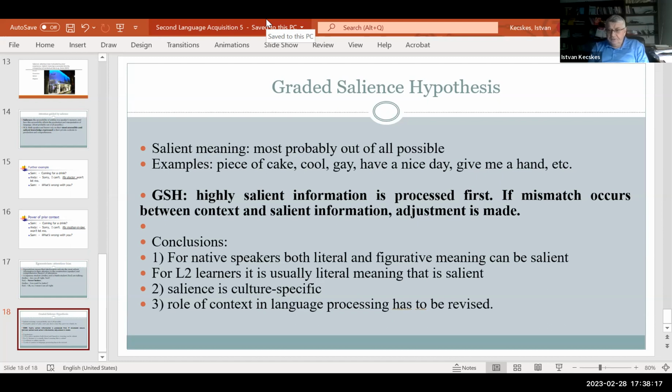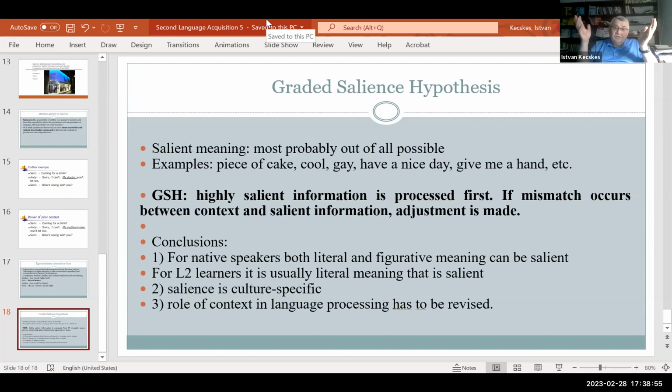There is another very important thing. The salience is culture specific. So it's absolutely culture specific, what people think about certain issues, certain phenomena in the environment, in the world, and so on. So depending on how your mind is wired culturally, of course, that will affect very seriously what you find salient in language and in the outside world.